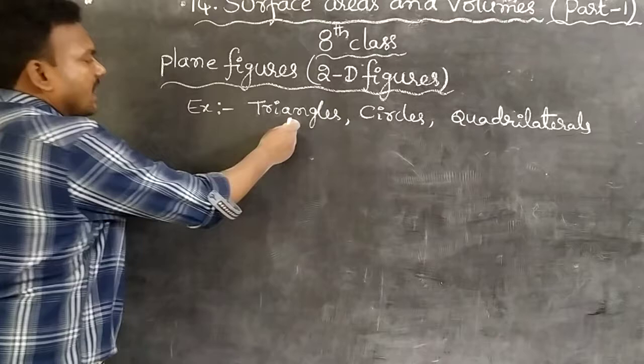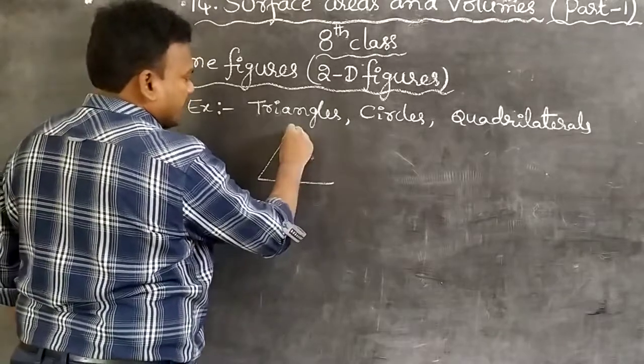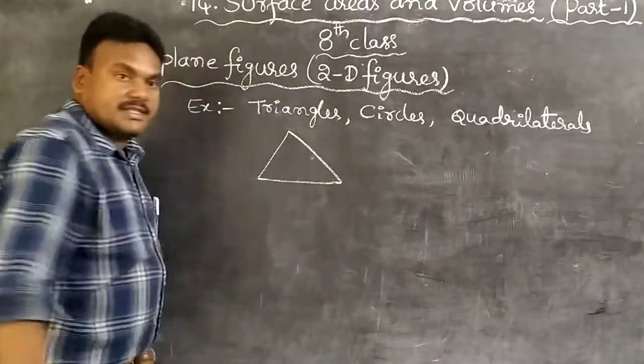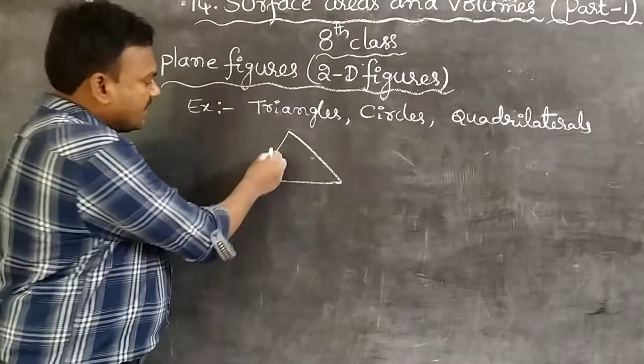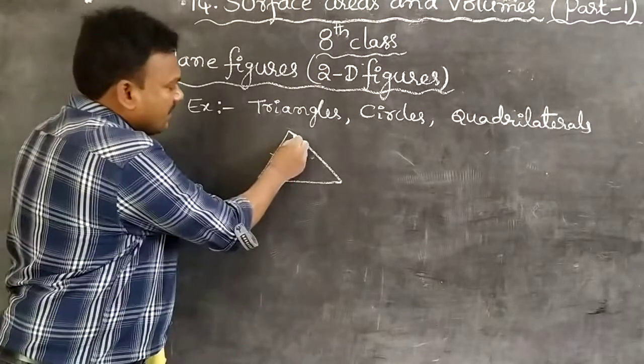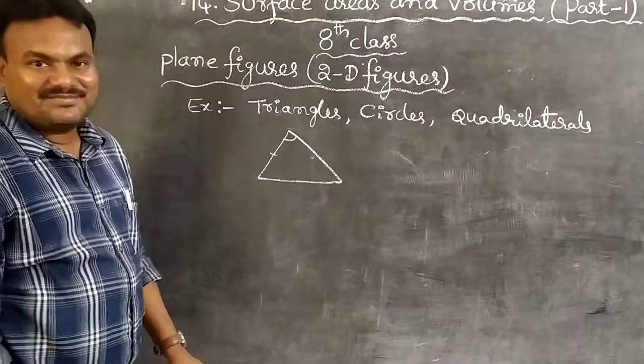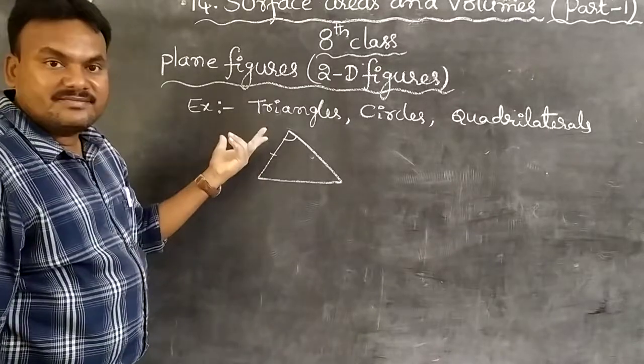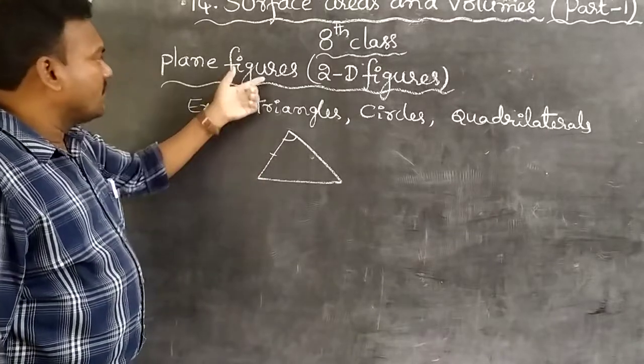Observe here, I take one triangle. How is it two dimensions? Observe sides, one dimension. Angles also another dimension. Here two dimensions are there. That's why it is a 2D figure.